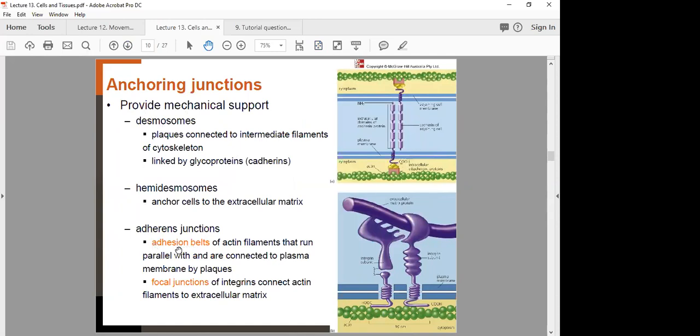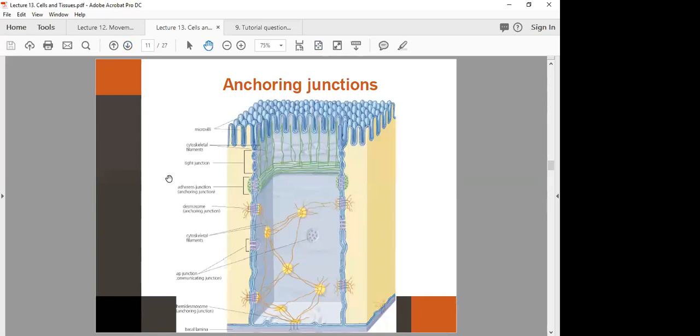And there's a couple of different types here. Adhesion belts, which connect to actin filaments, so another type of filament of the cytoskeleton, and focal junctions. And you don't have to memorize all these different types of anchoring junctions, but they are illustrated here for you. So once again, here's a type of anchoring junction, adherens junctions, desmosome, and hemidesmosome at the bottom here.